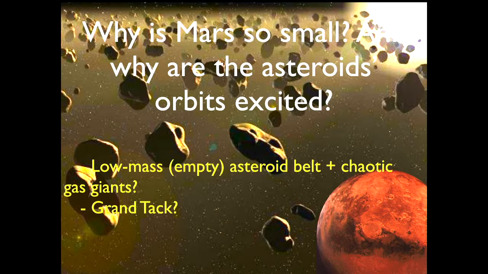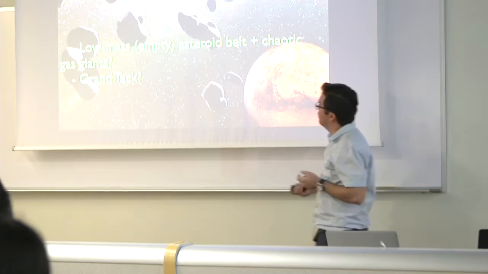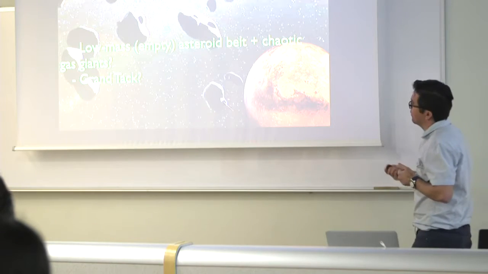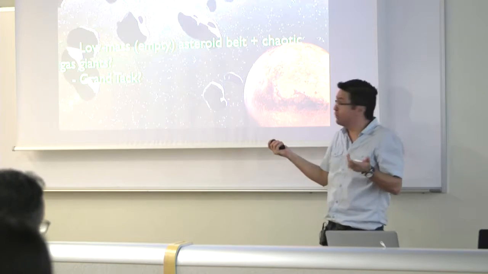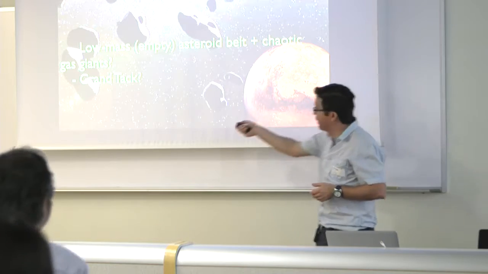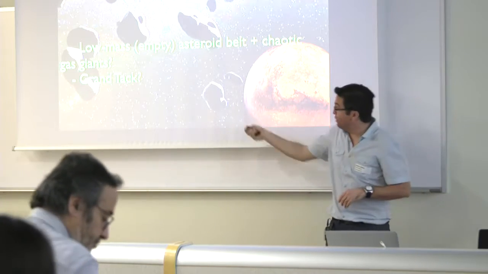Why is Mars so small? And why is the asteroid belt so excited? Basically you have two different solutions. You can have a low-mass belt or even an empty belt and have chaotic giant planets excite the belt, or you can have the grand tack.